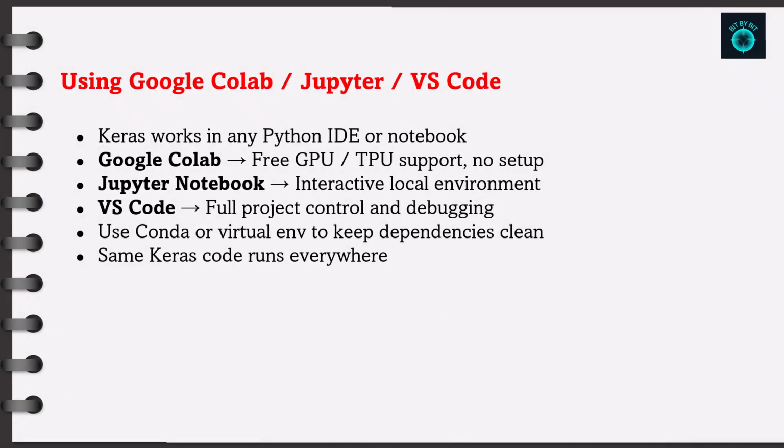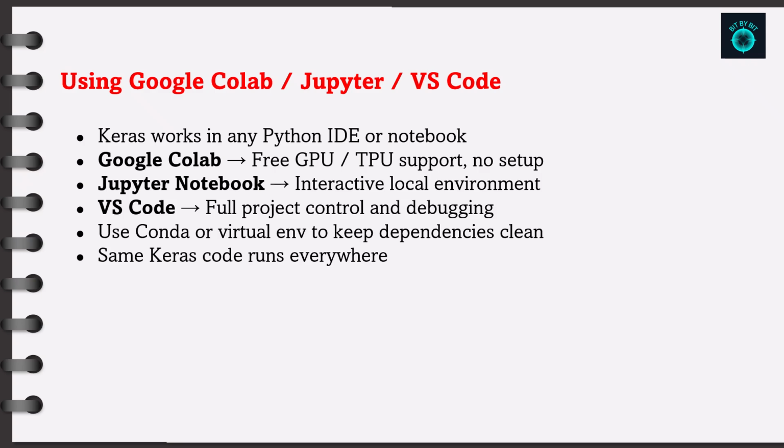Using Google Colab, Jupyter, VS Code. Keras is flexible and runs in many different environments. You can use it in Google Colab, in Jupyter Notebook, or inside Visual Studio Code. Google Colab is a cloud service from Google. It already has TensorFlow and Keras installed, and it provides free access to GPUs and TPUs. You only need a browser and a Google account. It's perfect for beginners and for quick experiments. Jupyter Notebook runs locally on your computer.